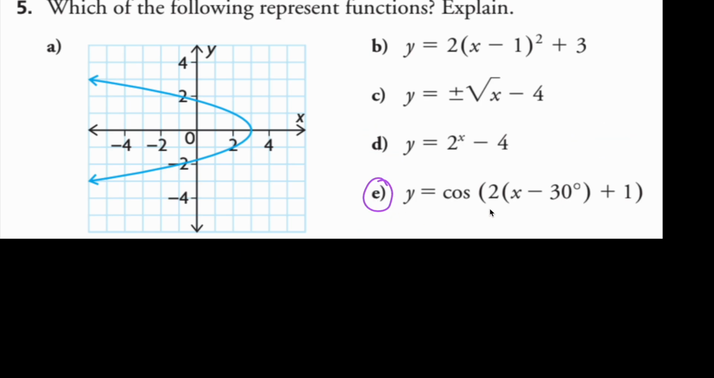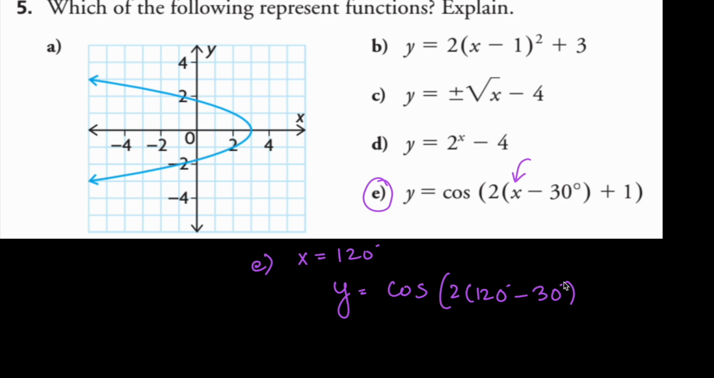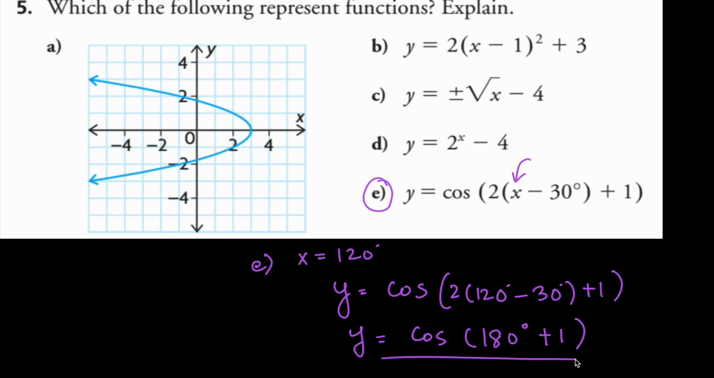Now for part E. For part E also, see, if I just replace x with any particular angle, say 120 degrees, let me just randomly put x at 120 degrees. So y is going to be equal to cosine of 2 times (120 degrees minus 30 degrees), plus 1. That means y will be equal to cos of 2 times 90 degrees, which is 180 degrees, plus 1. Now, however I calculate this, the answer is going to be only one value.